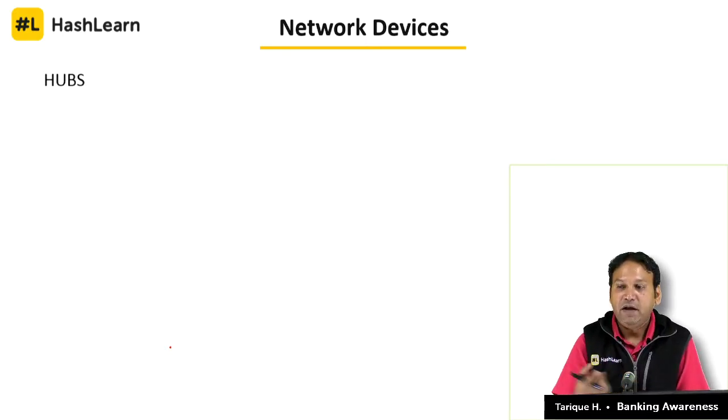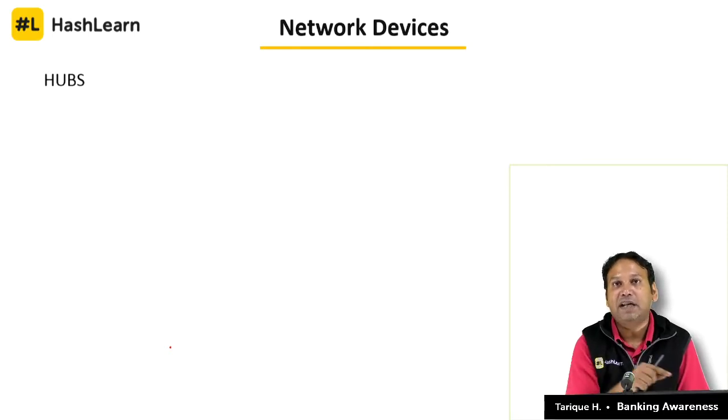What is there in that hub? There will be ports in that hub. We'll take a LAN cable from one computer and put it inside the hub. So all the computers are now connected to the hub using a LAN cable.